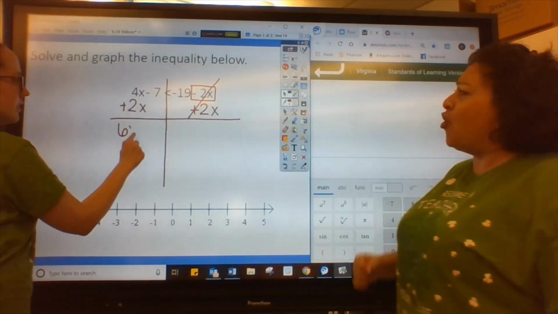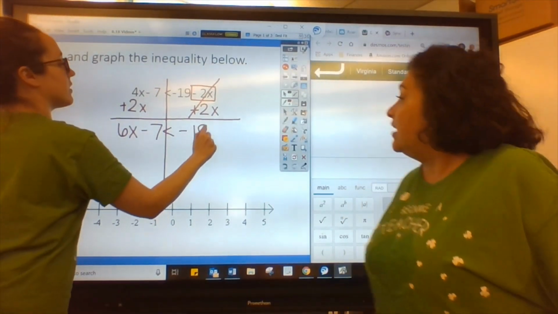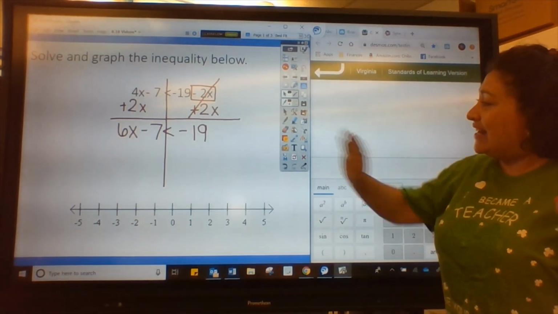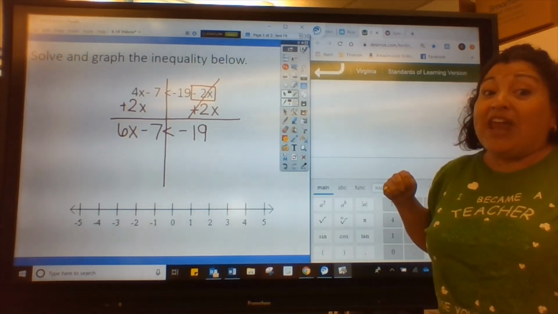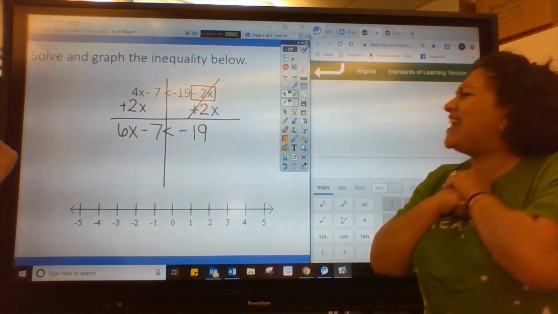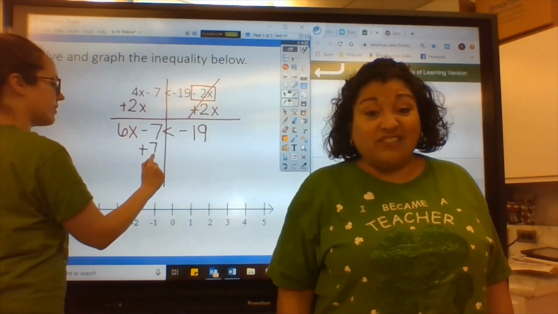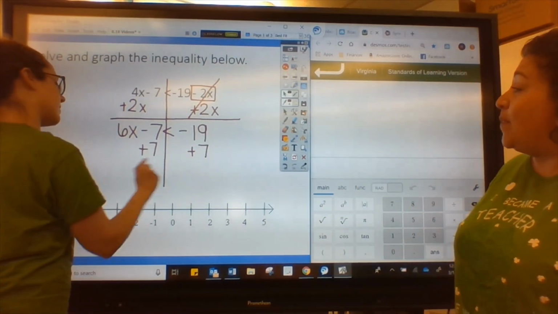Excellent. So 4x plus 2x is 6x. Use Desmos. Don't make mistakes. And there you go. Minus 7 less than negative 19. So now we have to start solving. See that negative 7? What's the opposite of that negative 7? Add 7 or positive 7. Yeah, it's a positive 7. So we're going to put positive 7 on both sides.